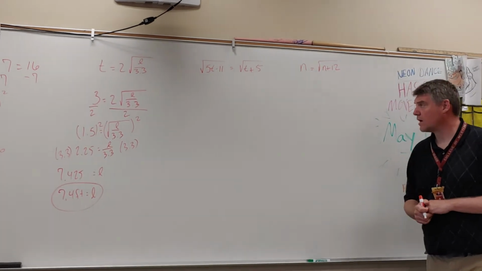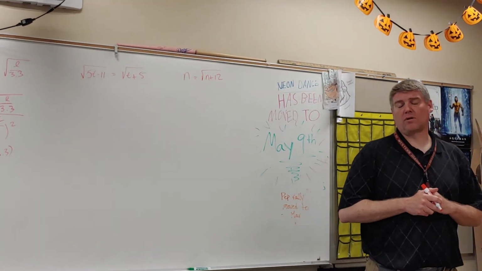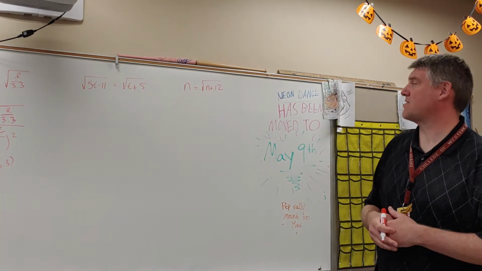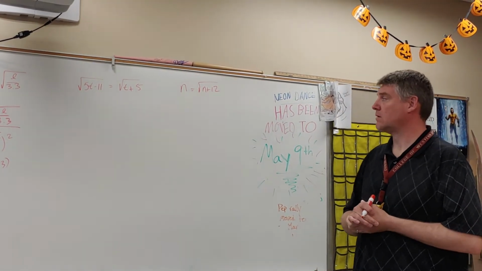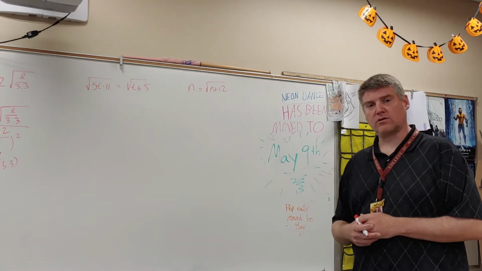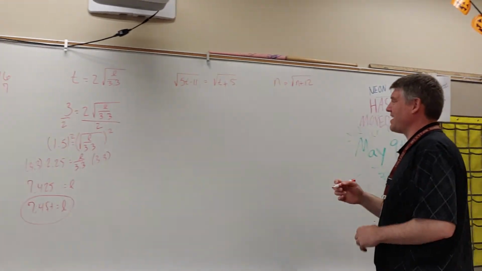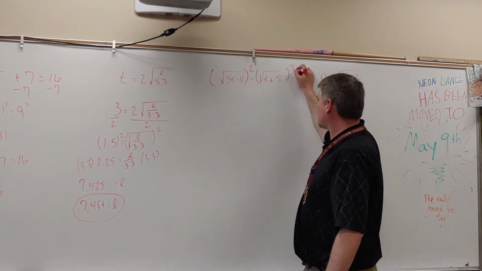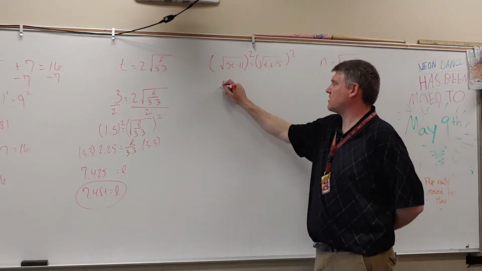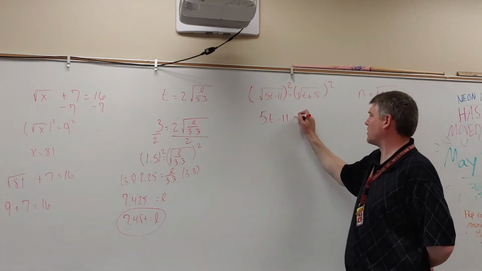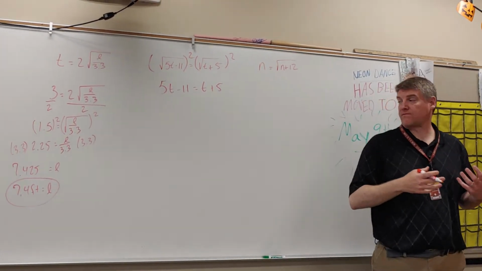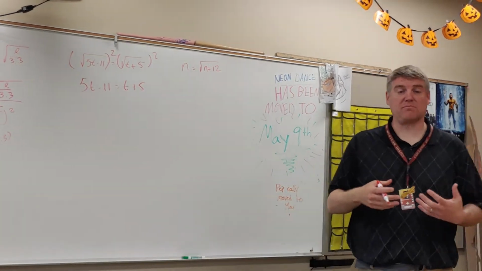Okay. Our third example is one in which I have a radical on both sides. I don't have any other numbers, I just have a radical. Since these radicals are equal to each other, I can just square both sides. And you notice that my square roots end up going away. So now I have 5t minus 11 equals t plus 5.